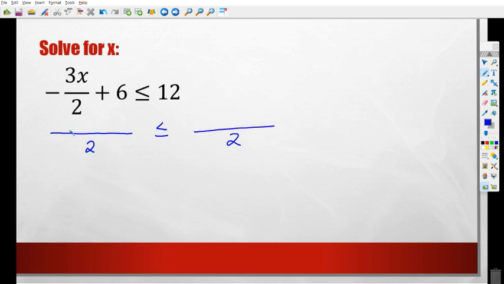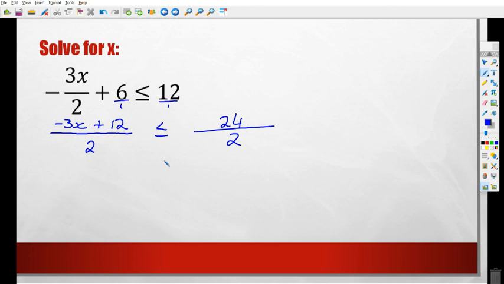What do I do to 2 to get to 2? Nothing, so that stays the same. 6 is over 1. 12 is over 1. What do I do to 1 to get to 2? Times by 2. That becomes 12 now. And that 12 becomes 24.